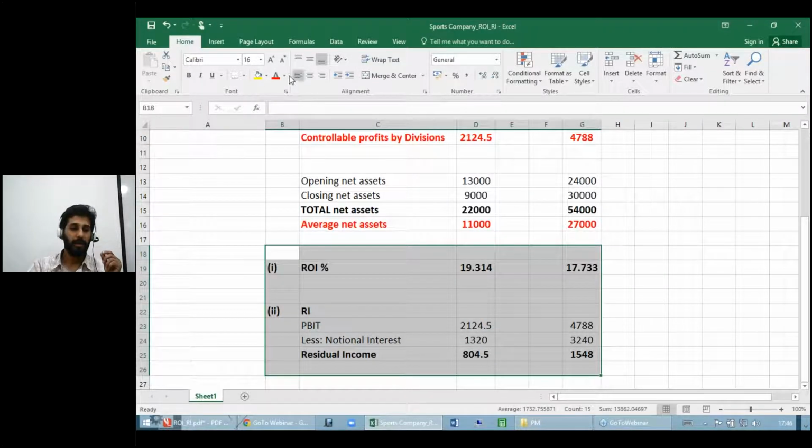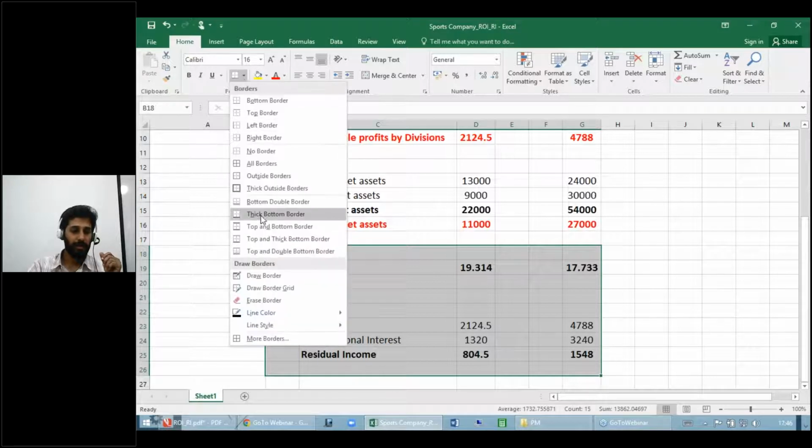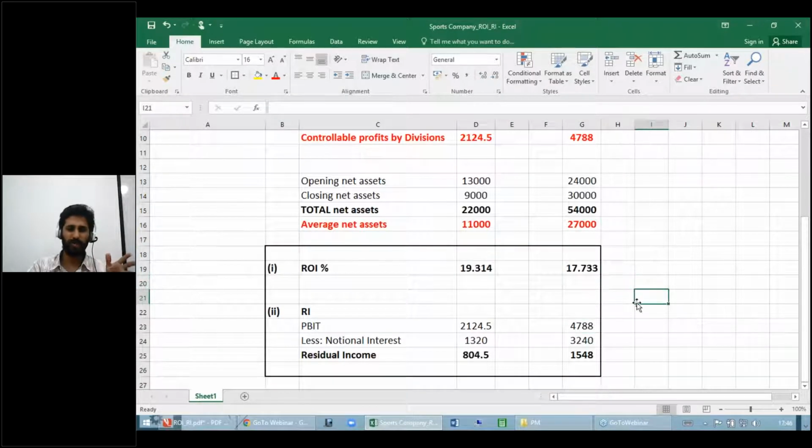I'm doing it. I'm making the borders right here. No need to draw the borders. I'm just drawing it for myself. All right. Now these are the calculations I have done, and we have received the marks, whatever the marks are.